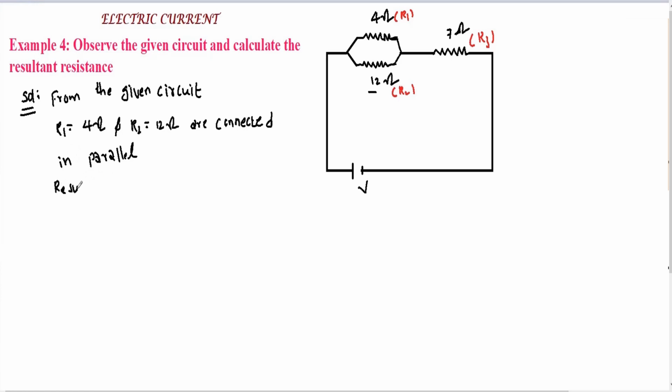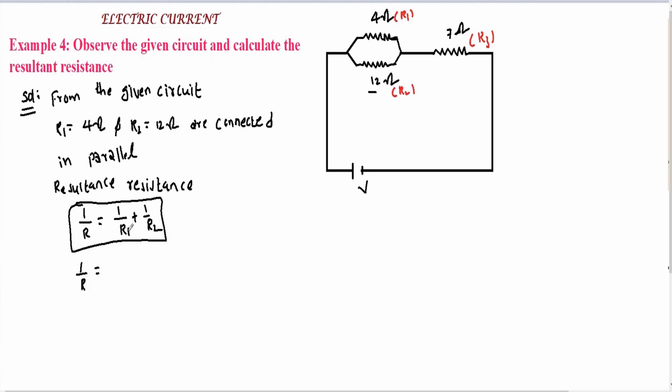If the resistors are connected in parallel, what is the resultant resistance formula? Resultant resistance: 1 by R equals 1 by R1 plus 1 by R2. If two resistors are connected in parallel, the resultant resistance is given by 1 by R equals 1 by R1 plus 1 by R2. So 1 by R equals 1 by 4 ohm plus 1 by 12. With these two, I'll take the LCM.